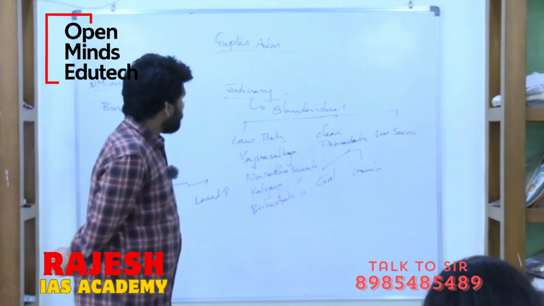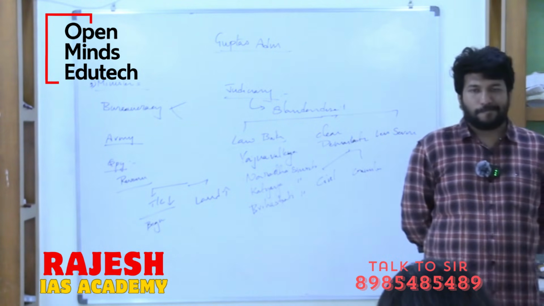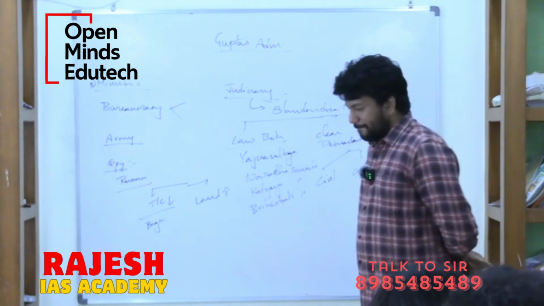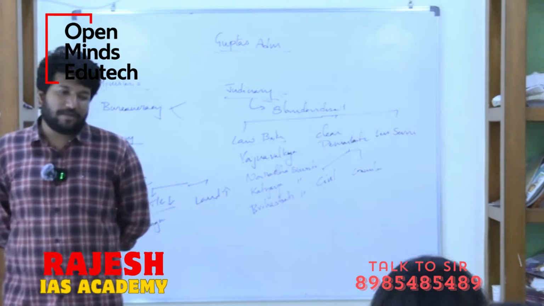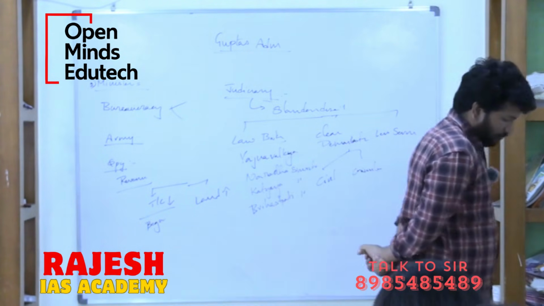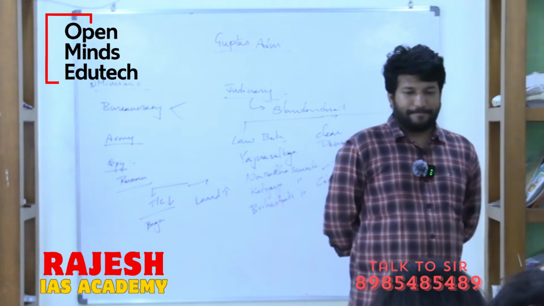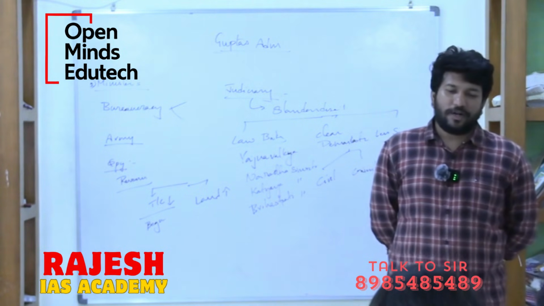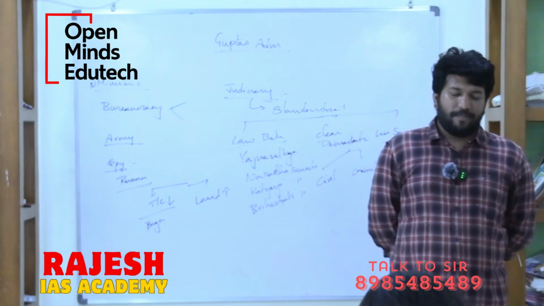Question. Samudragupta, you write: Samudragupta is the greatest ruler of the Guptas, and he is also called the Indian Napoleon.